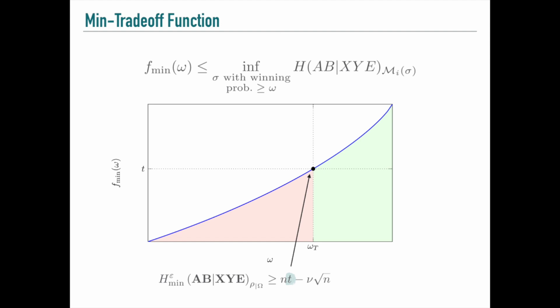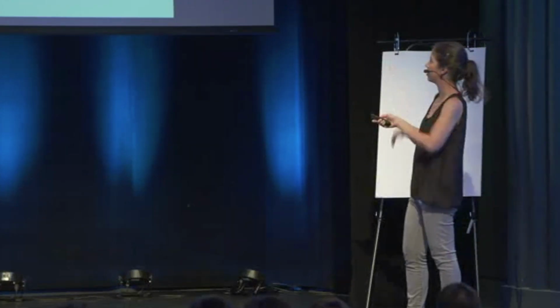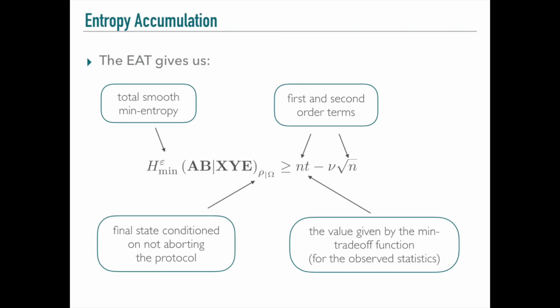And then basically, if I take the mean trade-off function, and I take the value of this entropy at this point of the threshold, this is what t should be. Okay, so if you take this t, then you get the right bound here.